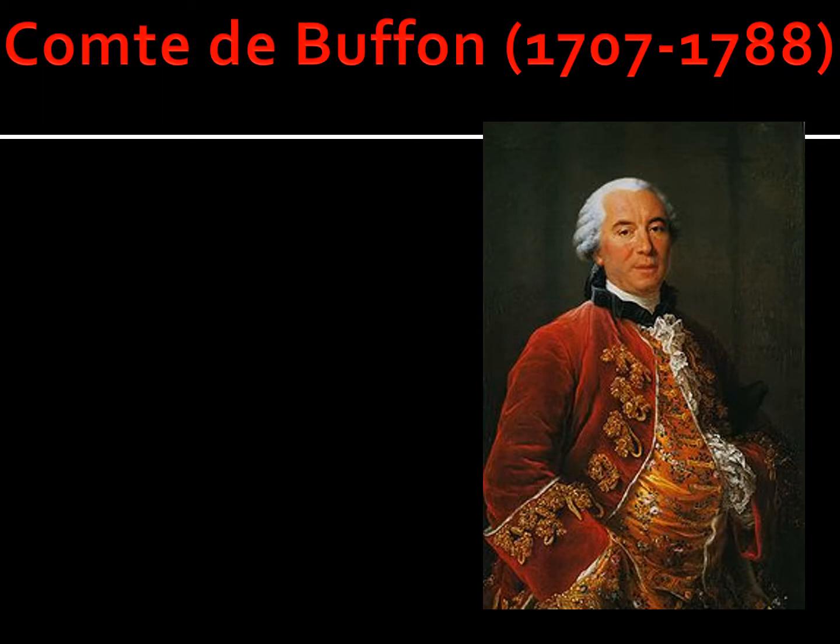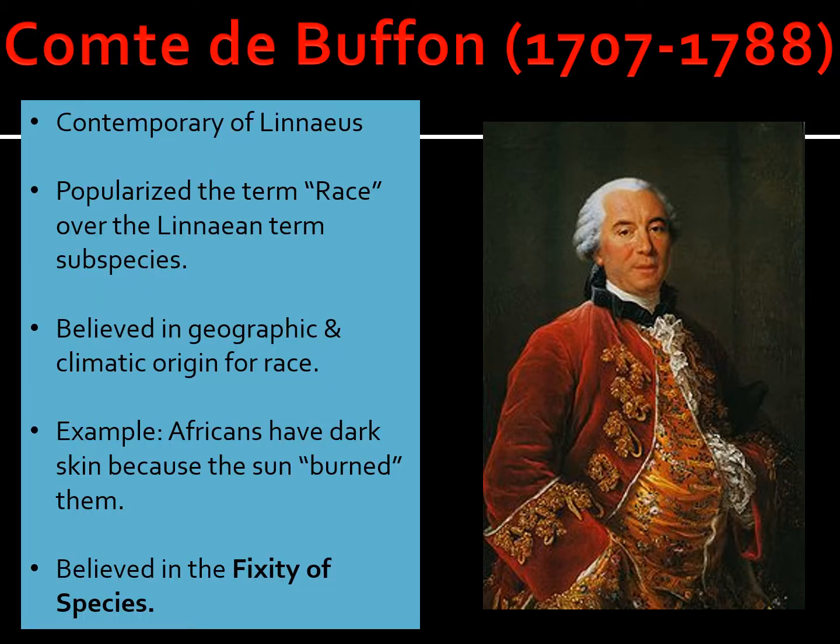We also have another contemporary of Linnaeus, a guy named Comte de Buffon, who popularized the term race over the Linnaean term subspecies. As a matter of fact, Linnaeus may have come up with one of our first racial classification systems, but he didn't call them races. He called them subspecies of humans. So he acknowledged that all of them were in fact human, but he wanted to fit them within his binomial nomenclature system.